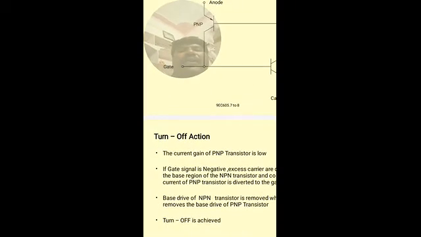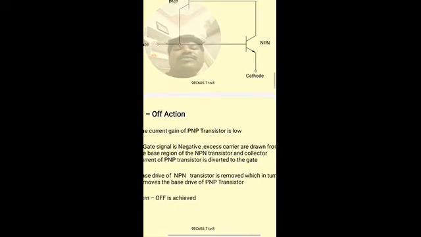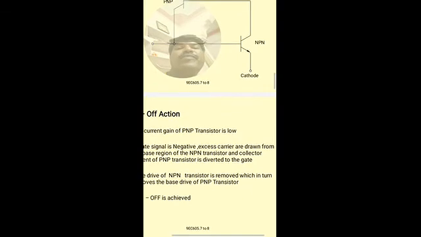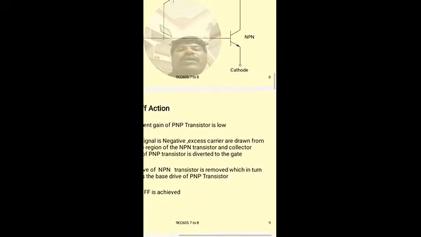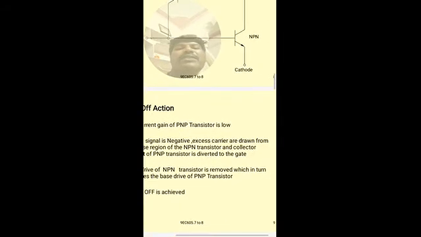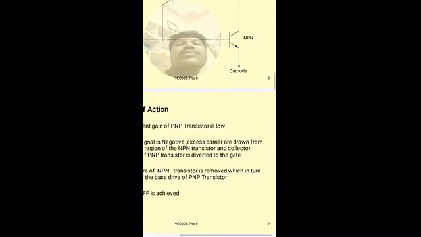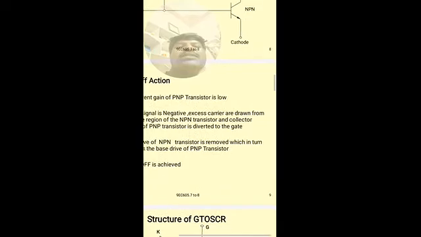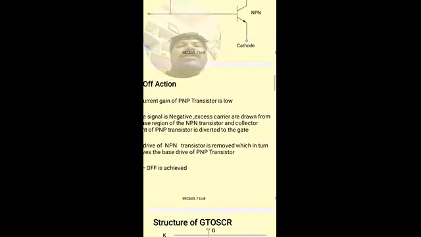How does turn off action happen? The current gain of the PNP transistor is very low. So if a negative gate signal is given, excess carriers are drawn from the base region of the NPN transistor. Because of the negative voltage, the base of the NPN transistor is of P type, so the majority carriers present, that are holes, will move away from the base towards the gate. So the majority carriers are drawn out of the base region of the NPN transistor, and therefore it enters into off state.